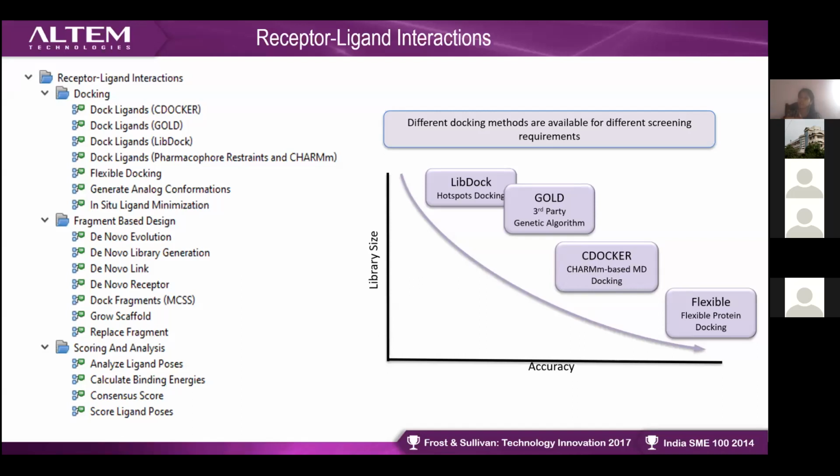So that is a major difference between CDocker as well as LibDock. LibDock will specifically see the hotspot region in the protein structure, but in the case of CDocker, it will go for the atomic level simulation. Apart from that, you will be having something called flexible protein docking. So what happens in flexible protein docking?